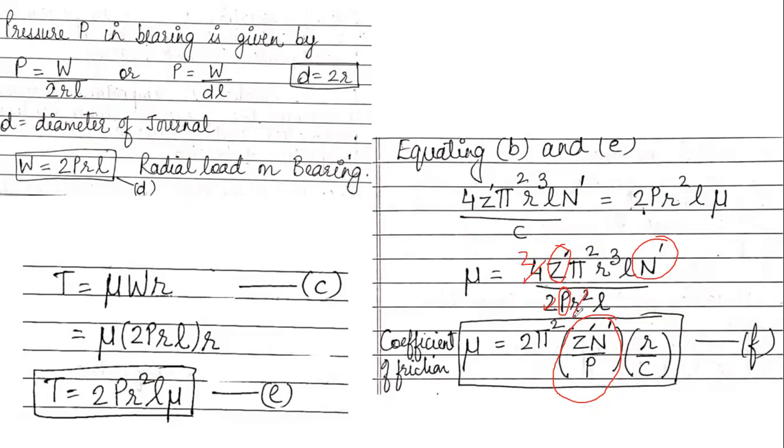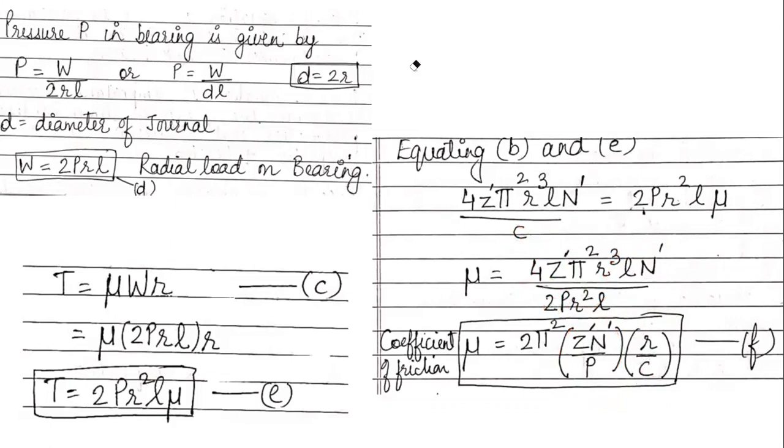Remaining, this r square will get cancelled by this. So remaining is r. And I've just forgotten here to write down c over here in the denominator. So that is c. This L dash will also get cancelled. So you can do the simplification on your own.